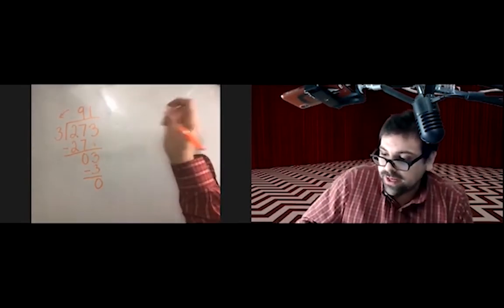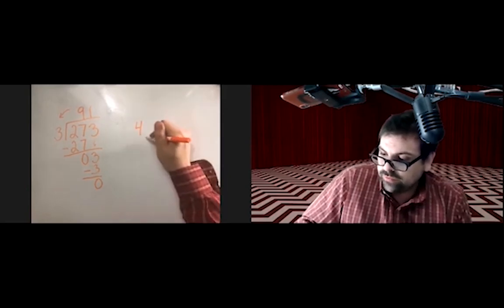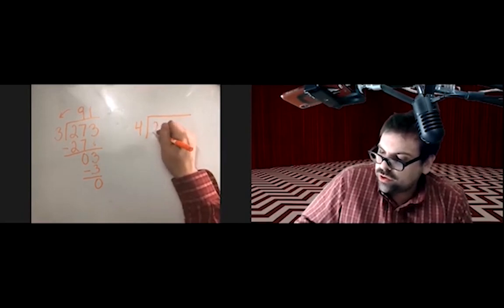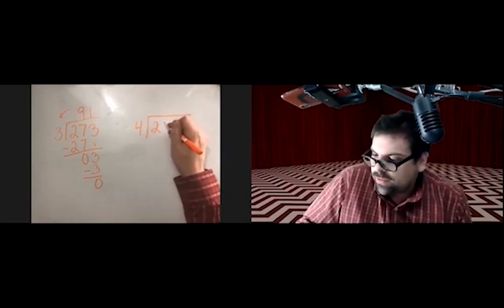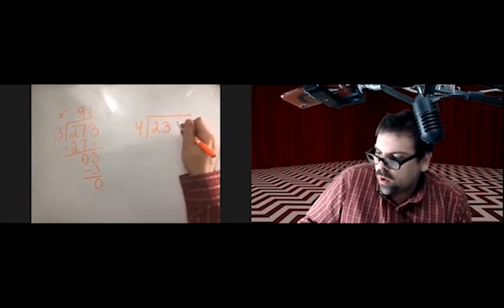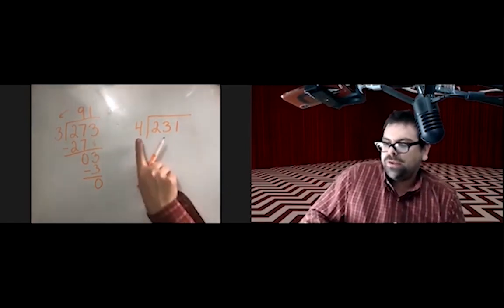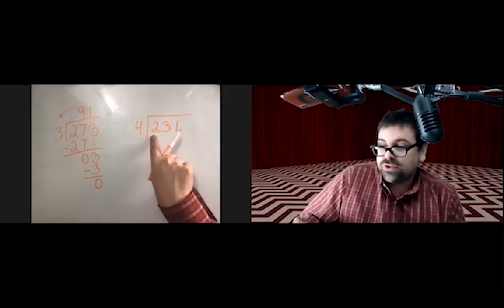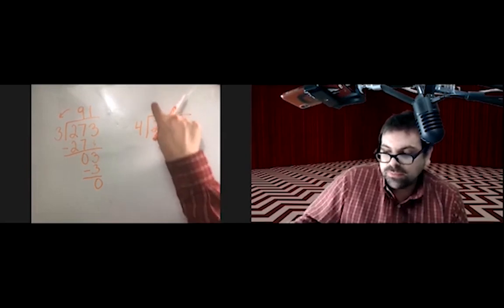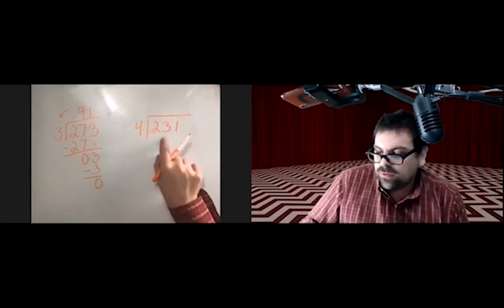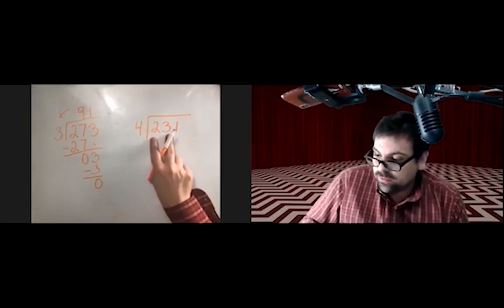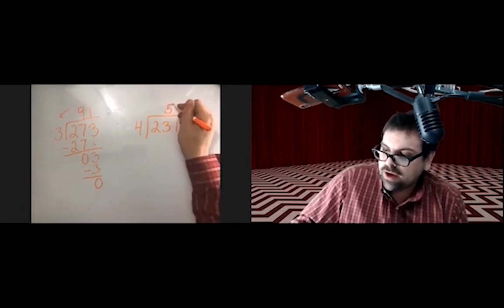Let's do a problem with a remainder. 231 divided by 4. 4 does not go into 2. 4 goes into 2 0 times. It's like there's a 0 up here. Expand. 4 goes into 23 how many times? 4 goes into 23 5 times without going over.